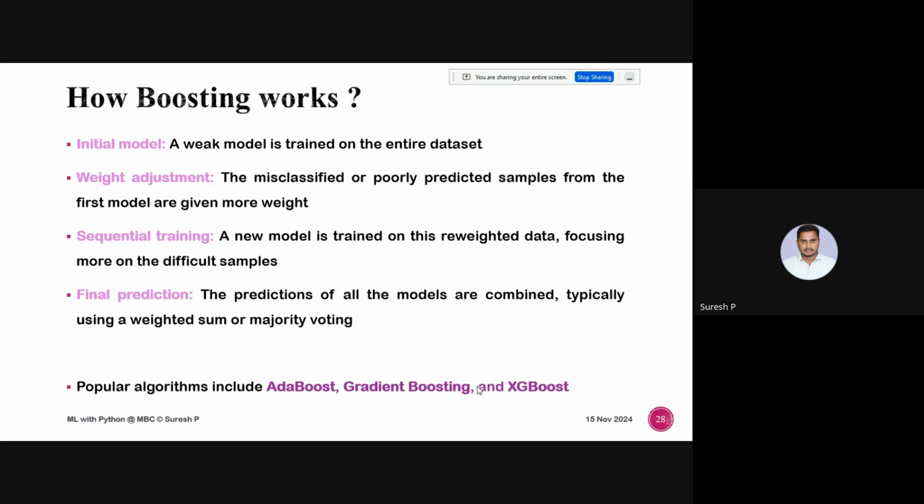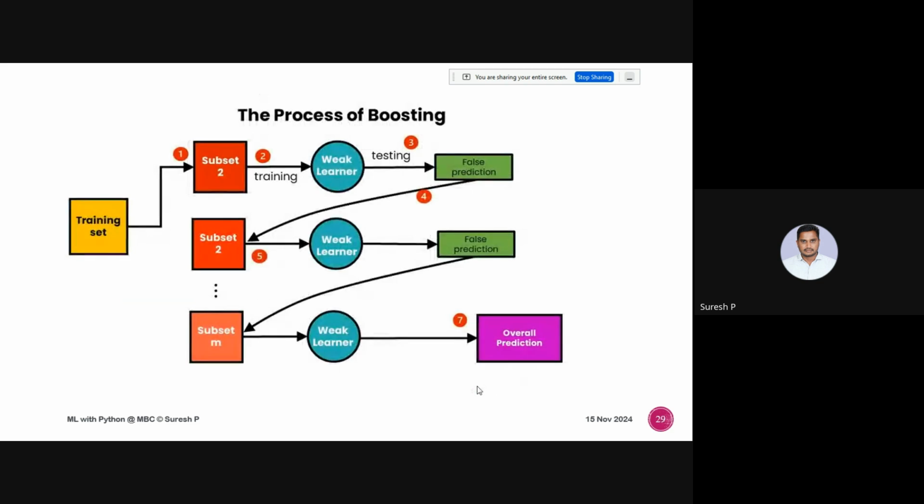Then after that, sequential training. The new model is trained on this reweighted data, focusing more on difficult samples. Then final predictions. The predictions of all the models are combined, typically using weighted sum or majority voting. These are the popular algorithms under boosting: AdaBoost, gradient boost, and XGBoost.